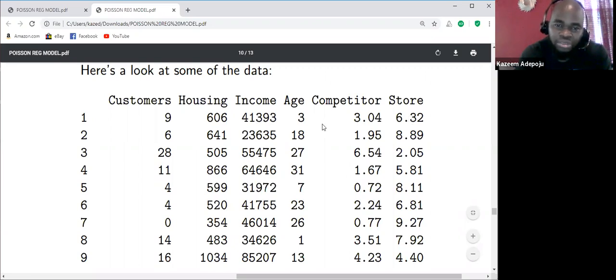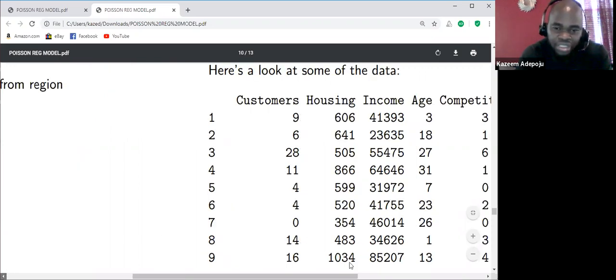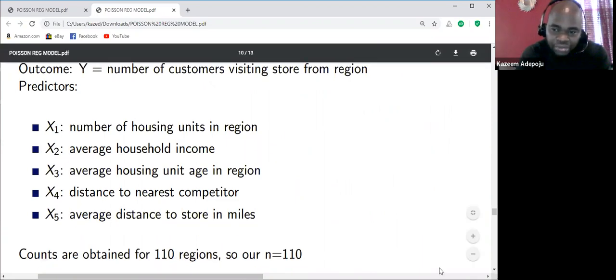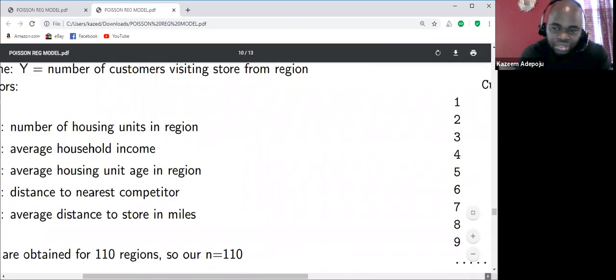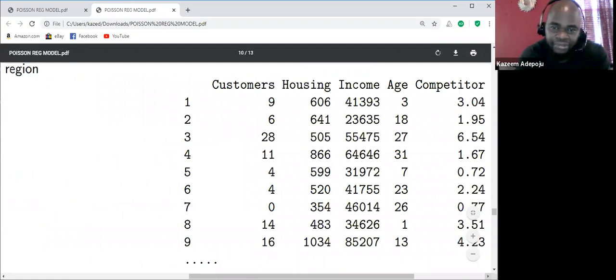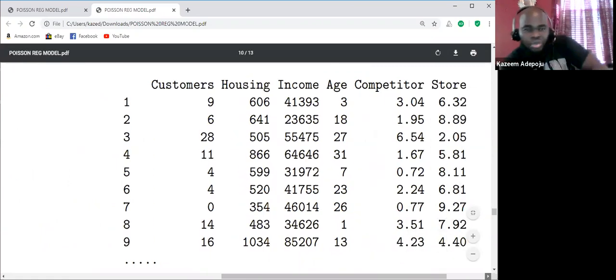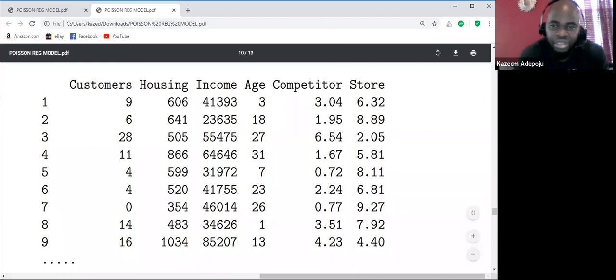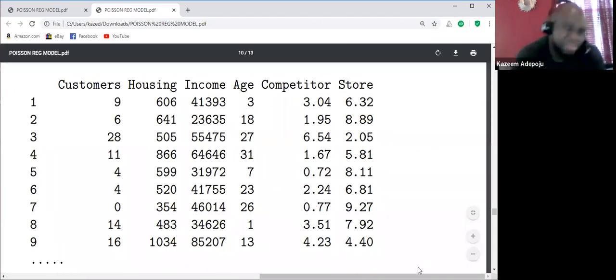So these are collected over, if you take a look at what I have, the experimental unit is going to be 110 regions. I think you get that now. Can you see that now? If you basically look at what I have right here, we can fit a Poisson regression model for this data set as well.